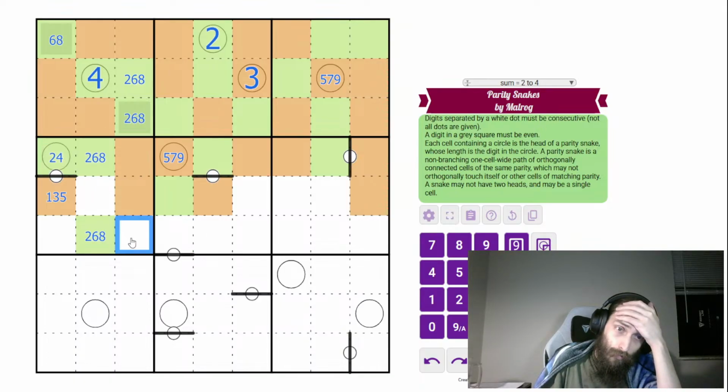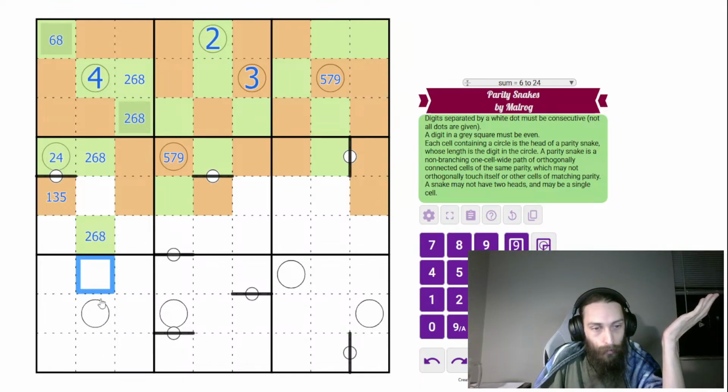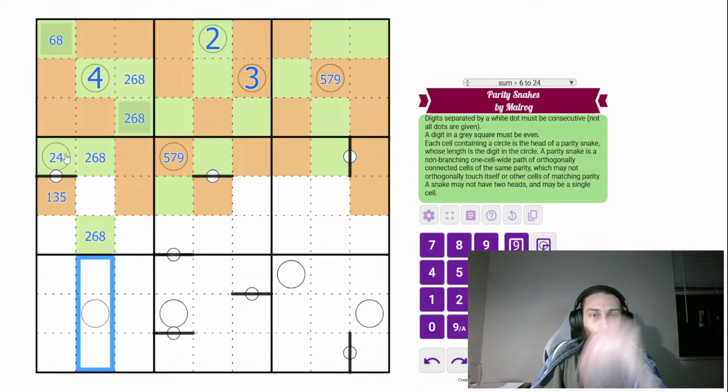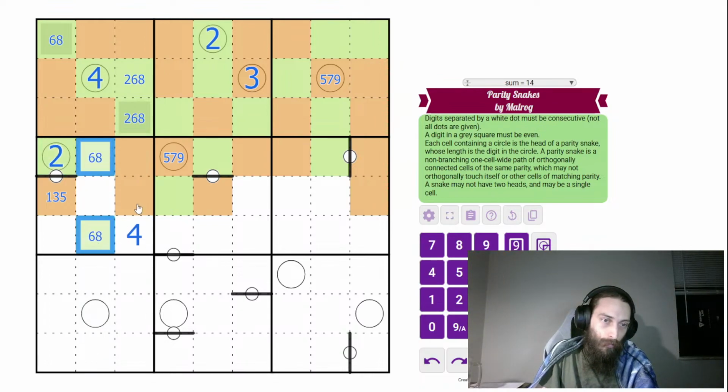If that's a 2, that's a 4. If that's a 4, those are 2, 6, 8. And that would make that odd. Because the whole thing would be odd and that would be broken. You can't have a snake that works this way. So this is a 2, that's a 4, those aren't, and we have odds going all the way around there.